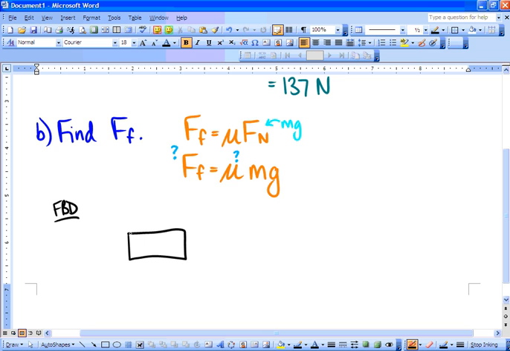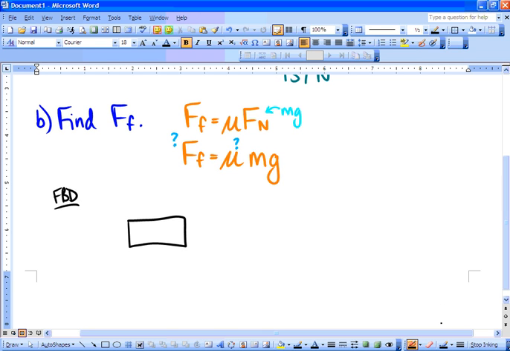So here's my box, and let's go through the different forces that are acting on this. We know, we found it in part A, that we've got gravity pulling down on the box. We're not up in outer space, so we will have to account for gravity. That's m times g, and we already solved for that number up above. That was 137 newtons.